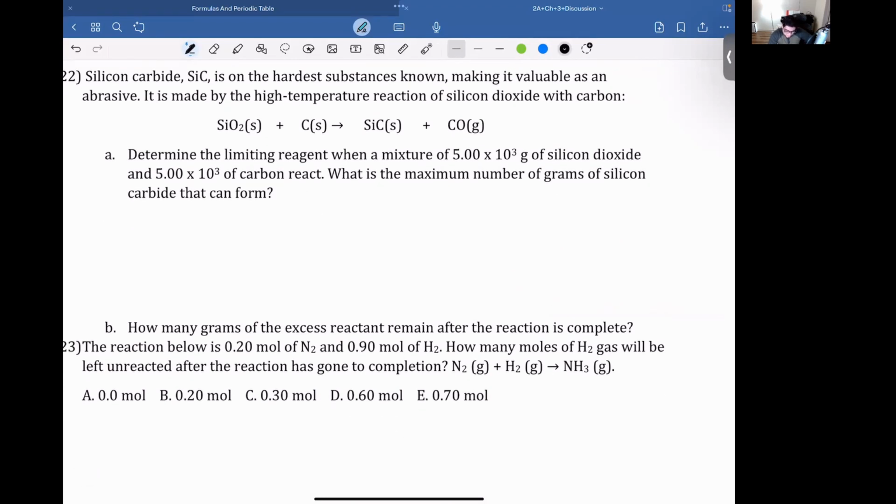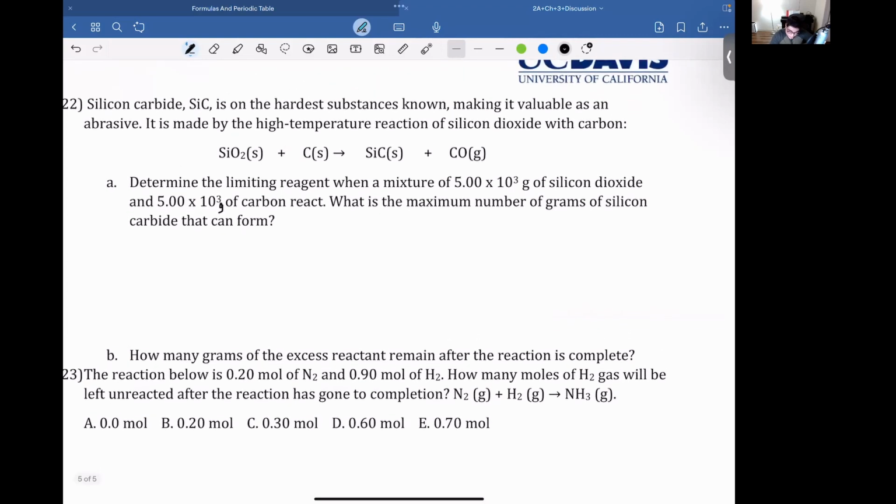Determine the limiting reagent when a mixture of 5.00 times 10 to the third grams of silicon dioxide and 5.00 times 10 to the 3 grams of carbon react. What is the maximum number of grams of silicon carbide that can form? So again, this is just a limiting reagent.